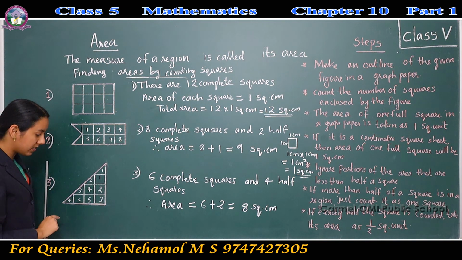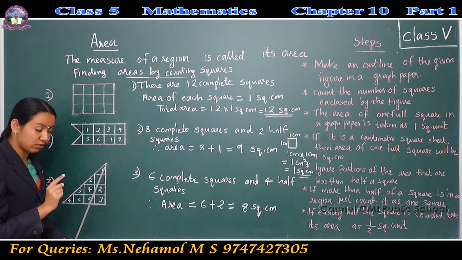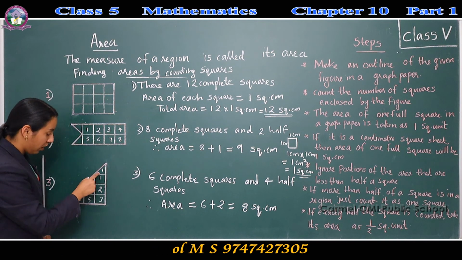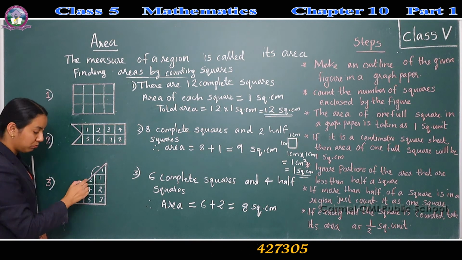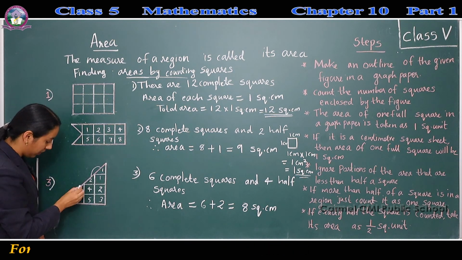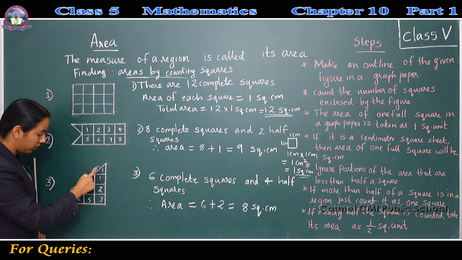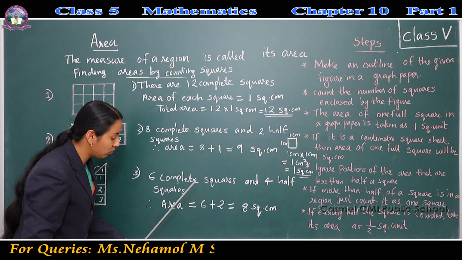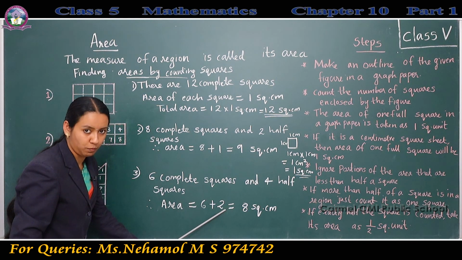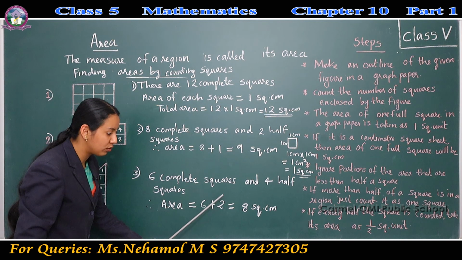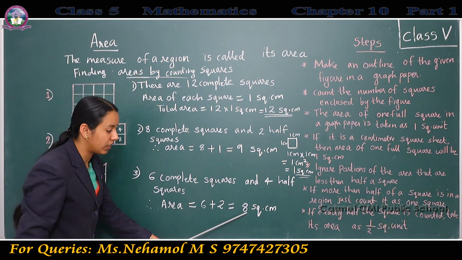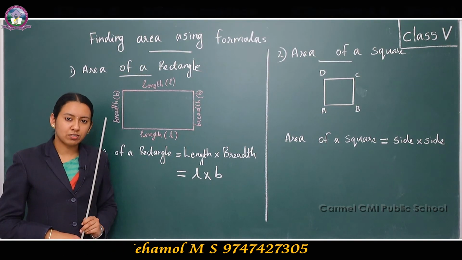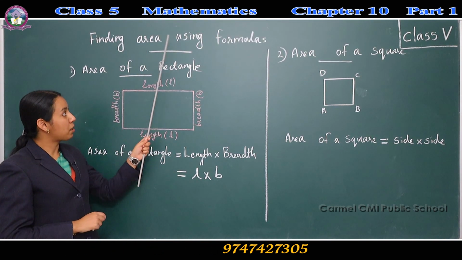So area is equal to 6 complete squares. So their area is 6 square centimeter, plus these 2 halves together make 1. Then next 2 halves make 1. So total 1 plus 1, 2. Then area is equal to 6 plus 2, 6 square centimeter plus 2 square centimeter, that is equal to 8 square centimeter.